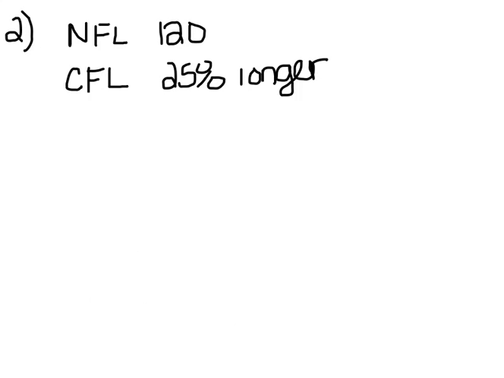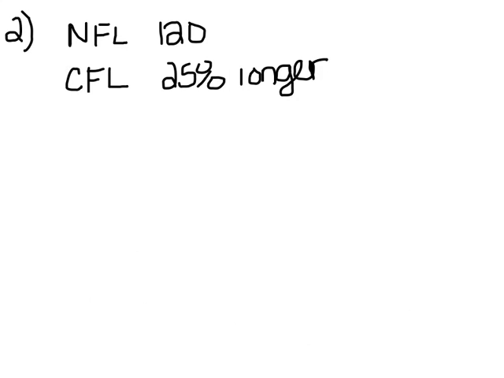In example 2, we're given a word problem. This is in your book, so if you'd like to follow along, you can. The National Football League, or NFL, their fields are 120 yards long. The Canadian Football League, or the CFL, their fields are 25% longer. What we're trying to find out is how long is the CFL field.